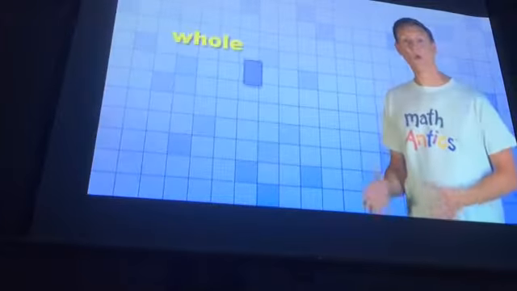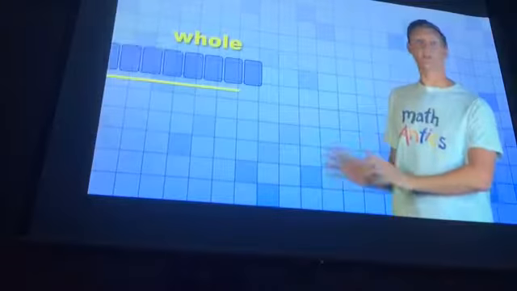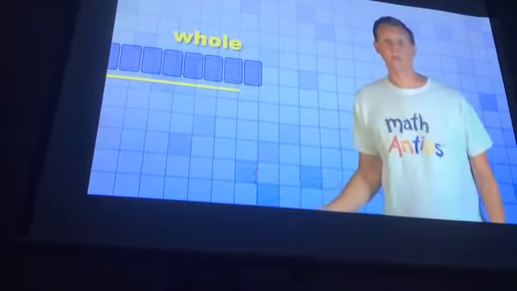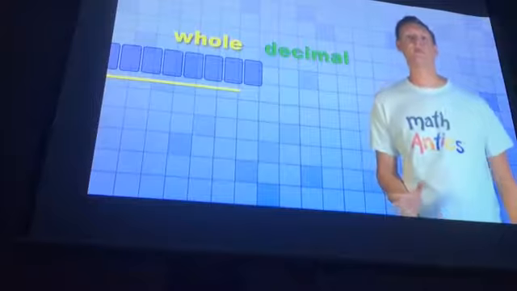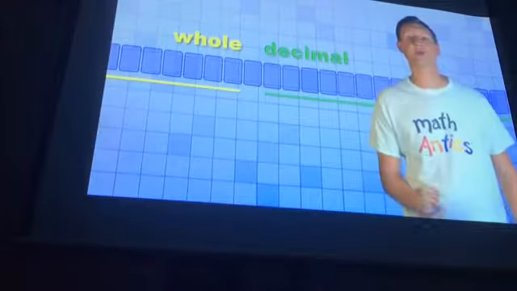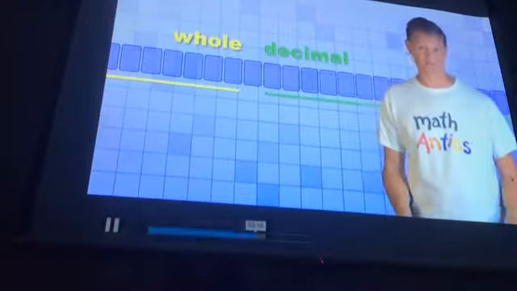And, just like the whole number places can go on forever to the left, counting bigger and bigger groups, the decimal number places can go on forever to the right, counting smaller and smaller parts, or fractions.